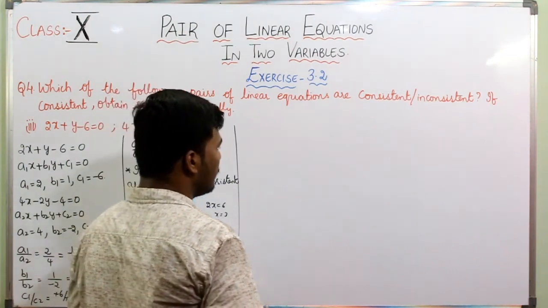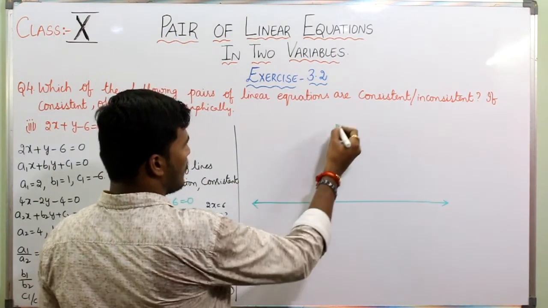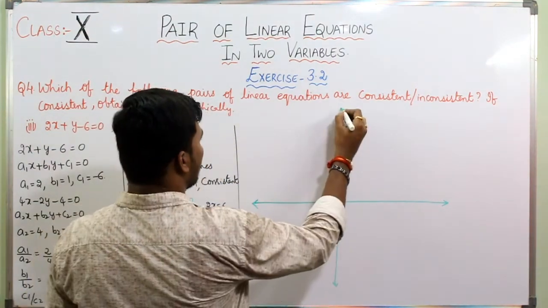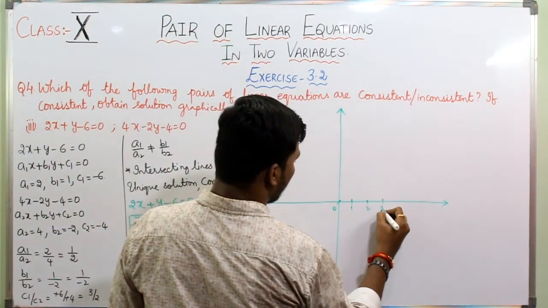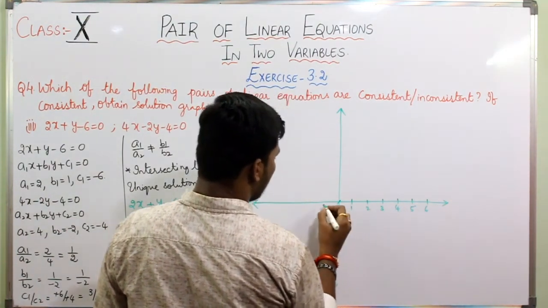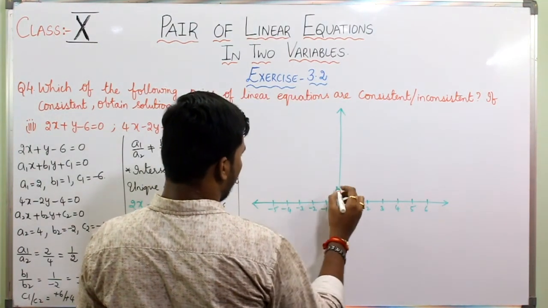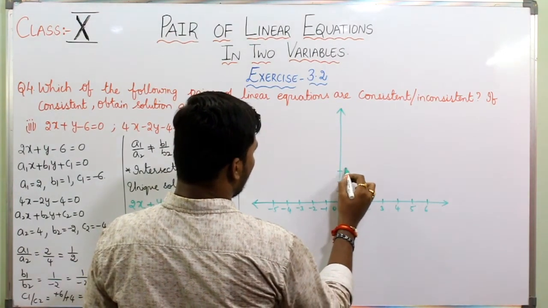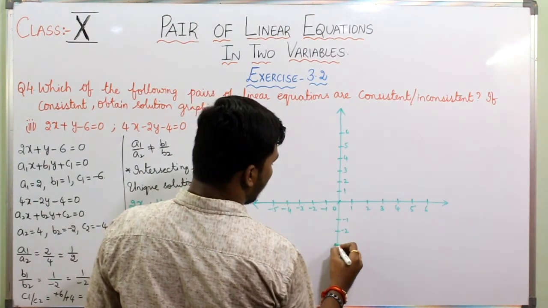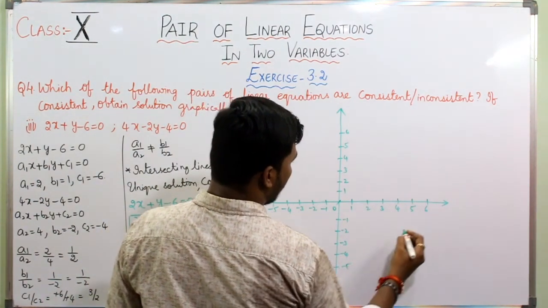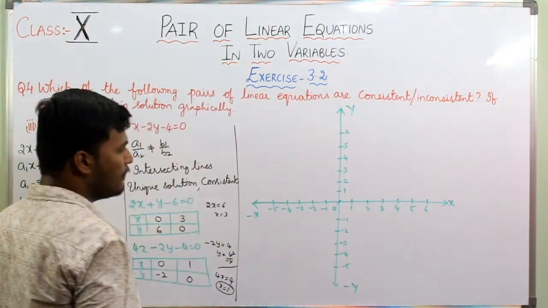Let us consider a graph. So this is a Cartesian plane. The values are up to 6, so let us take 0, 1, 2, 3, 4, 5, 6, minus 1, minus 2, minus 3, minus 4, minus 5, and similarly 1, 2, 3, 4, 5, 6, minus 1, minus 2, minus 3, minus 4 and minus 5. This is the x-axis, y-axis, negative x-axis, negative y-axis.